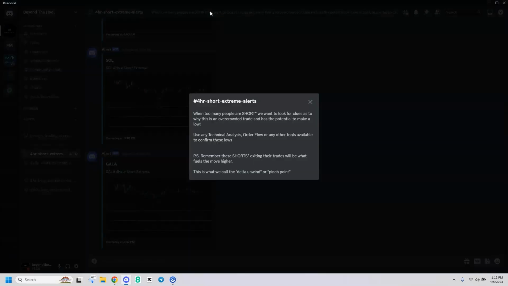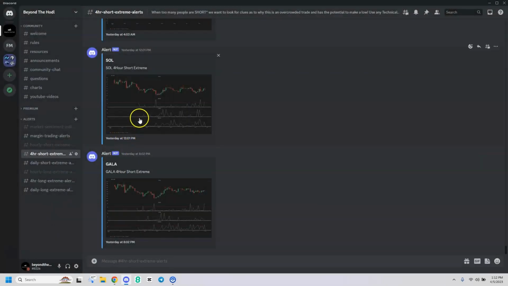When too many people are short, we want to take advantage of that because it's an overcrowded short trade and it has the potential to make a low. Now, why is it important? Like I mentioned before, the delta unwind will mean that those people will be trapped and they'll have to buy back the market. When they buy back the market, that's what causes the aggressive moves higher. So really cool stuff when you understand the theory behind it. So that's what the product is.